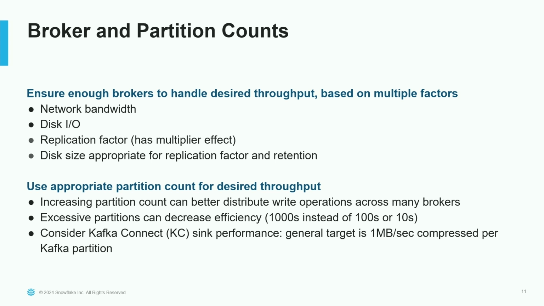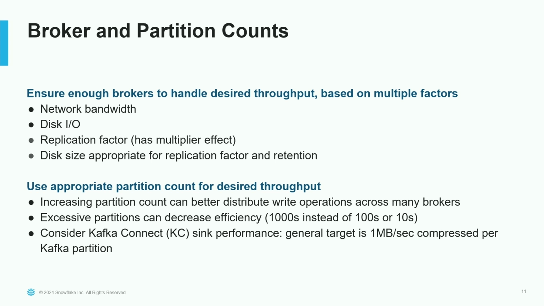And what this does allow you to do in Snowflake, by having multiple partitions, that means multiple instances of the connector can all be running in parallel. So this is how Kafka's parallelizing work. If you don't have enough partitions, you just can't run enough connectors to get enough throughput into Snowflake. So this is really important.